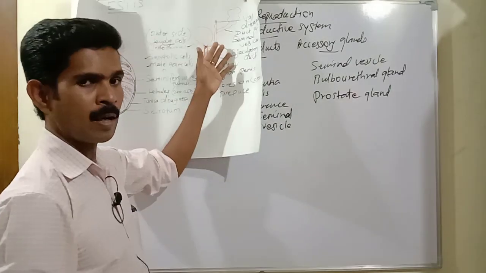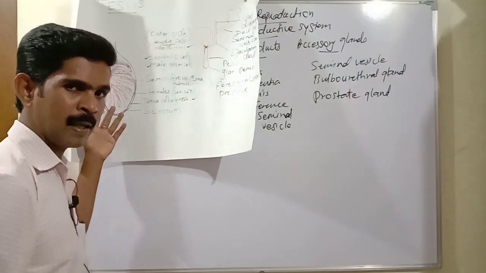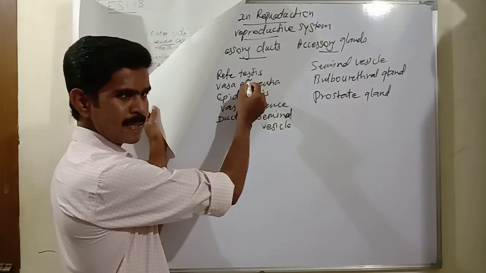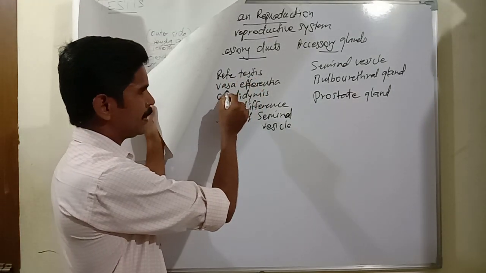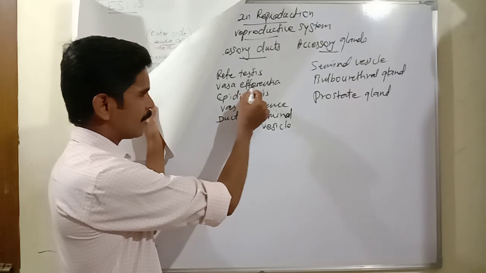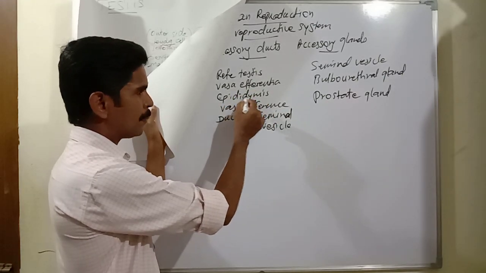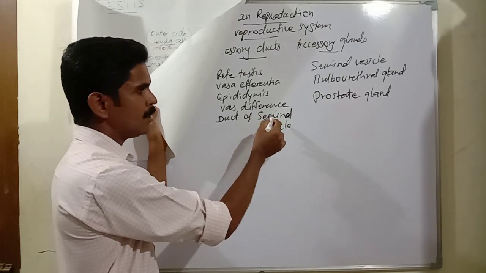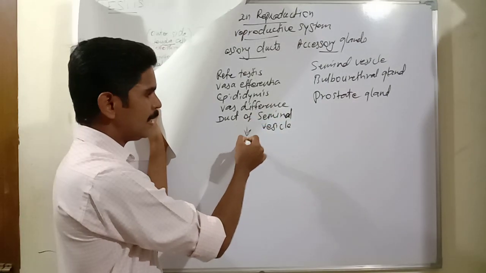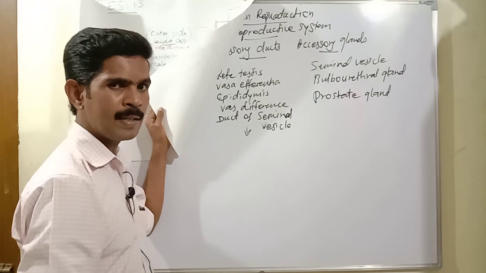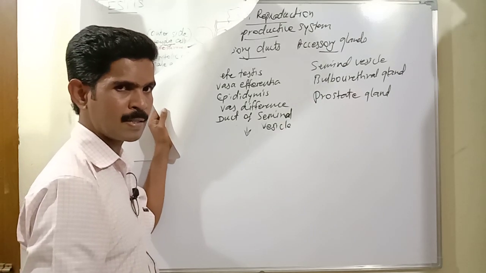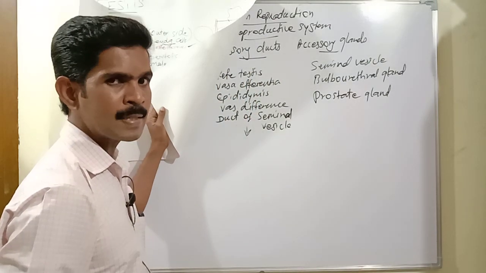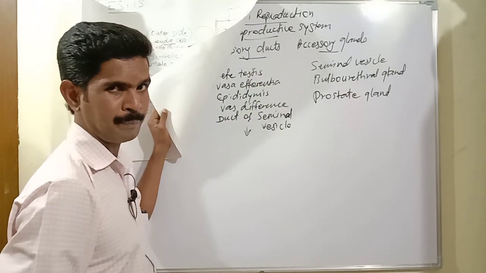I hope you all understood all the ducts of this male reproductive system. So once again, repeat all the duct names. Rete testis, then rete testis is continued with vasa efferentia, then vasa efferentia is continued with epididymis, epididymis is continued with vas deferens, then the duct of seminal vesicle, and finally the common ejaculatory duct. Understand? So that's all about the accessory ducts present in the male reproductive system.